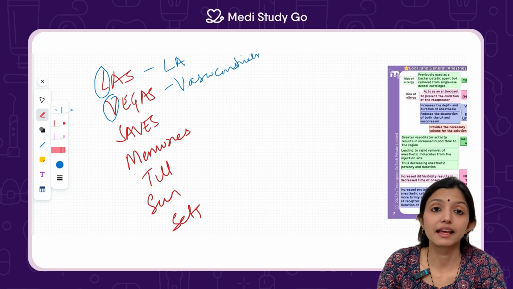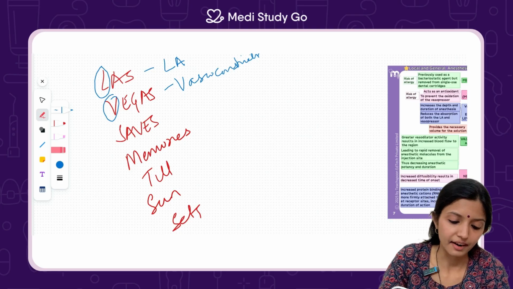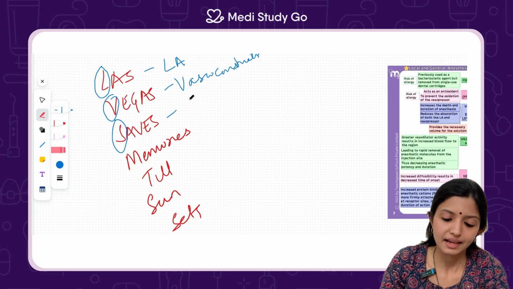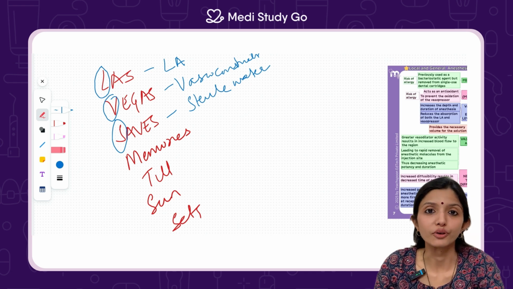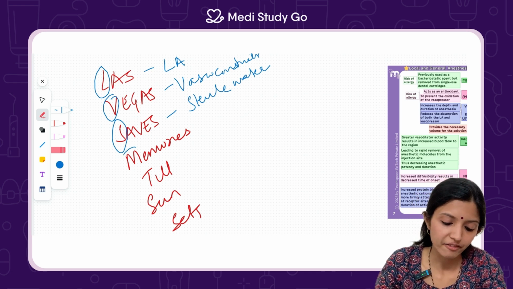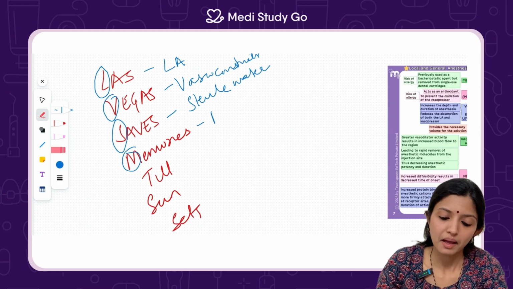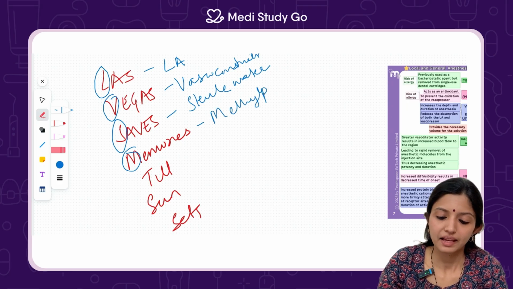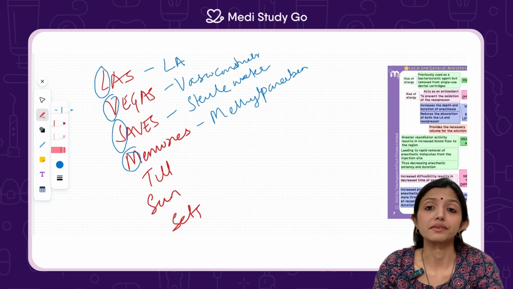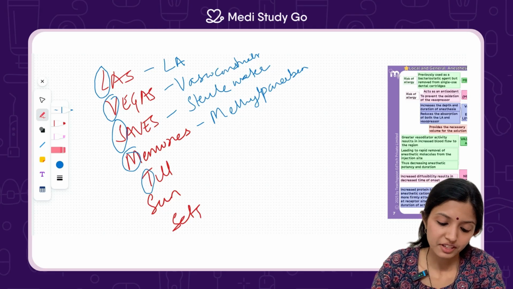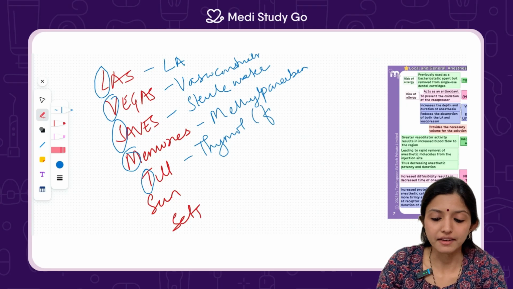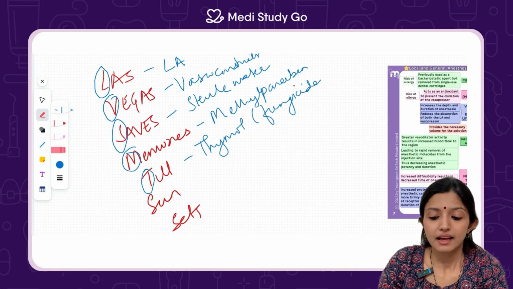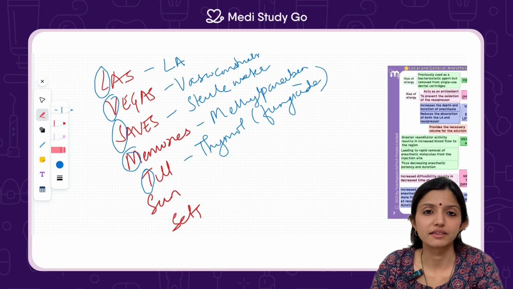The next S, saves. S is your sterile water. Sterile water acts as a vehicle for your local anesthetic. Next you have M, which is Methyl Paraben. This is basically added as a preservative. You have T, not very frequently used, but Thymol. It is often added, or earlier it used to be added to the LA solutions as a fungicide.